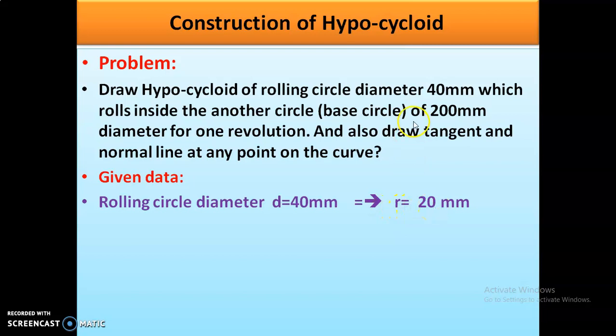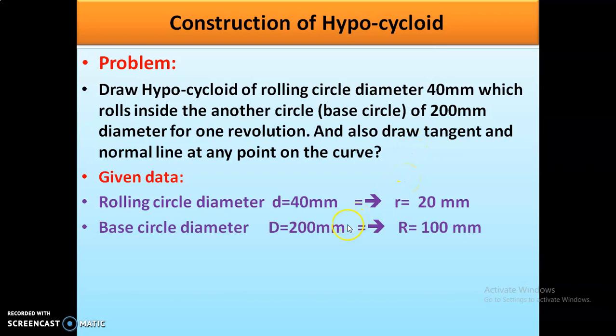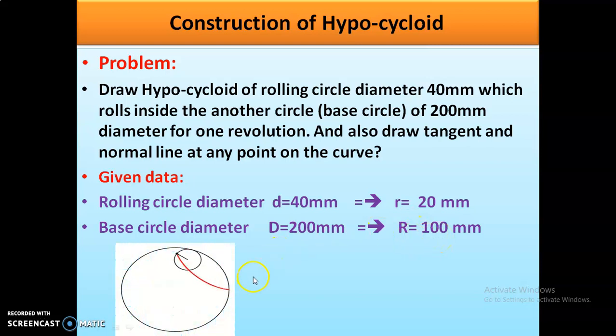Next, what is the 200? That is the diameter of the base circle. What is the radius of the base circle? 100 mm. Okay. See here, this is a base circle, 200 mm diameter, and this one is the rolling circle, 40 mm diameter. Okay. Rolling circle is rolling inside the another circle. Then we will get the hypocycloid curve.